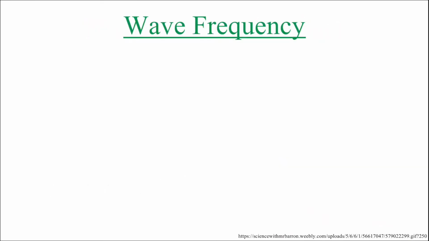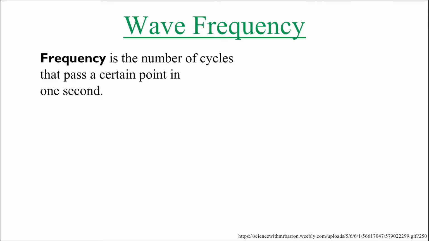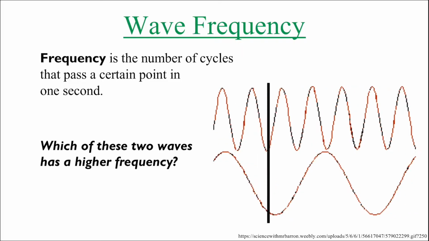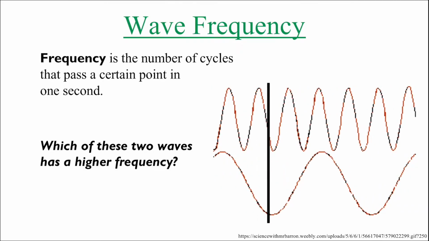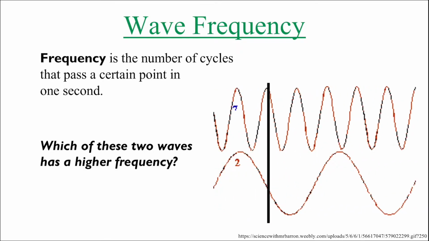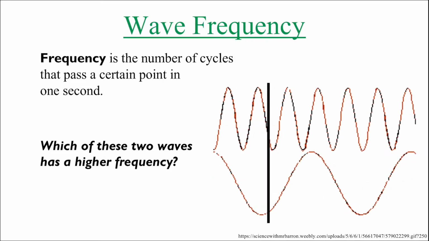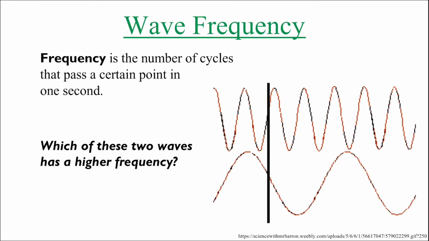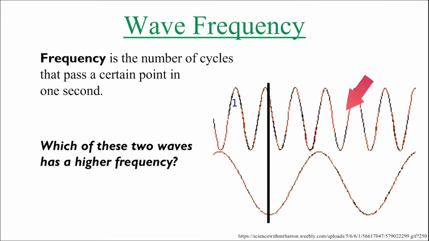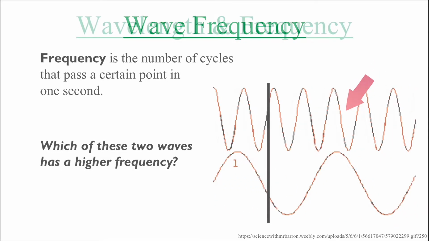The frequency of anything is how often the thing happens in a given amount of time. In our case, the frequency of a wave is the number of cycles that pass a certain point in 1 second. So which of these two waves has a higher frequency? Look for the wave that passes through the line more often. If you're counting with me, you'll find that the top wave passes through the line 8 times for every 2 passes that the bottom wave completes. This goes to show that the wave with the shorter wavelength is the one with a higher frequency.